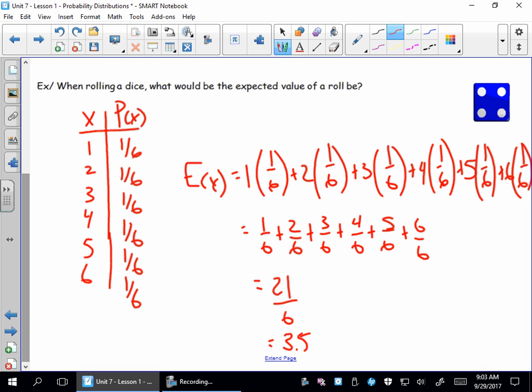I should expect when I roll the dice to roll a face that has a 3.5 on it. Well, we know that's not practically possible. You may get a 3, maybe a 4, but on average, you should expect to get 3.5. And you might ask yourself, why is that useful? Well, let's say you're playing a game, and the game involves rolling a dice. On average, you should expect to move 3.5 spaces every time. So let's say you roll the dice 10 times. Well, on average, you should expect to move 35 spaces. That could be useful. That's how we design games, to see what's going to happen.